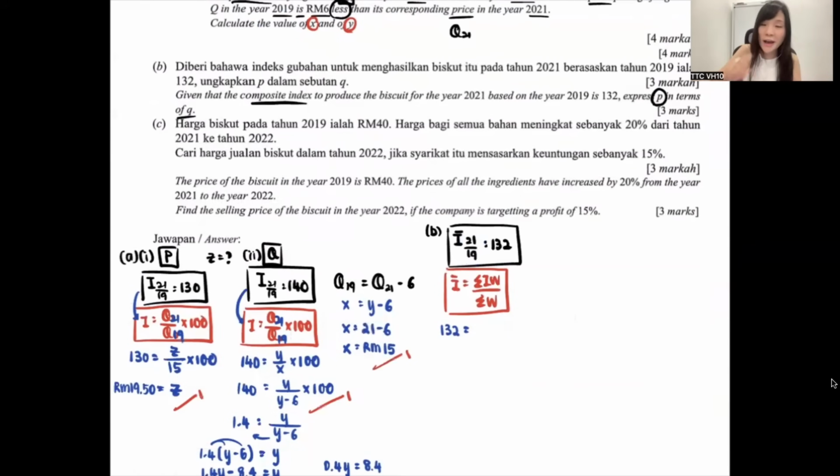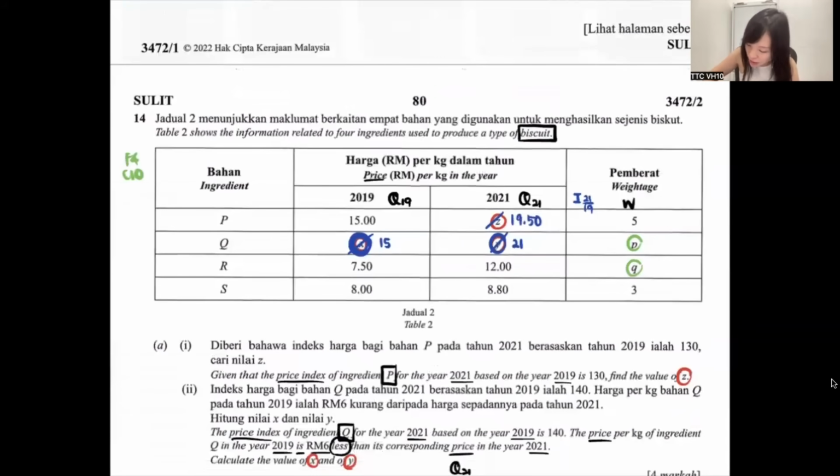Actually, you do have 2 already. On A1, you already know I 21, 19 is 130 for P. And then I 21 over 19 for Q is 140. 130, 140. So this one 130, this one 140. Then for R and S, press your calculator. This I divided by this I times 100, you guys get 160. This I divided by this times 100, isn't it 110? Okay, that is all the I, that is all the W.